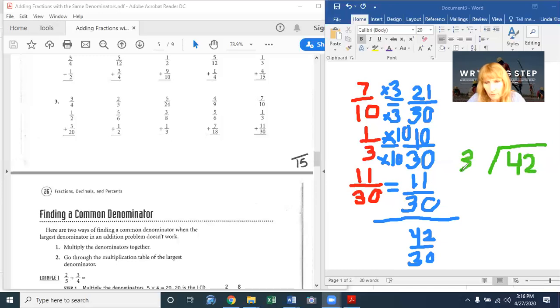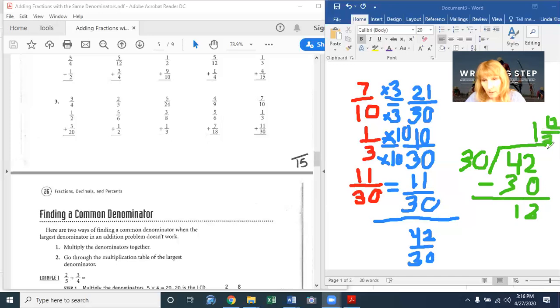And you might even be able to figure this out in your head as you're getting better and better at this and practicing. How many 30s go into 42? Well, just one. 42 minus 30 gives us a 2 here. 2 minus 0 is 2. 4 minus 3 is 1. So 1 and 12/30.